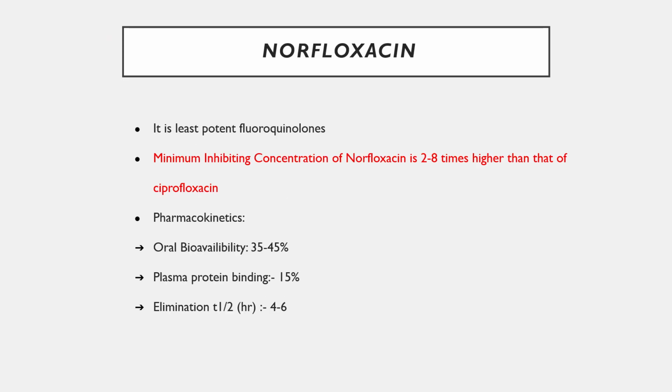Norfloxacin is the least potent fluoroquinolone. The minimum inhibitory concentration of norfloxacin is 2 to 8 times higher than that of ciprofloxacin. It is primarily used for UTI and given for 8 to 12 weeks. The pharmacokinetics include oral bioavailability 35 to 45%, plasma protein binding capacity is 15%, elimination T half is 4 to 6 hours.